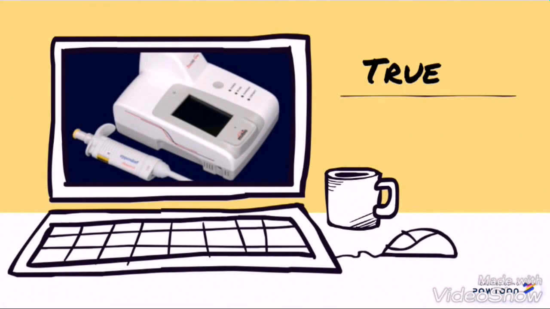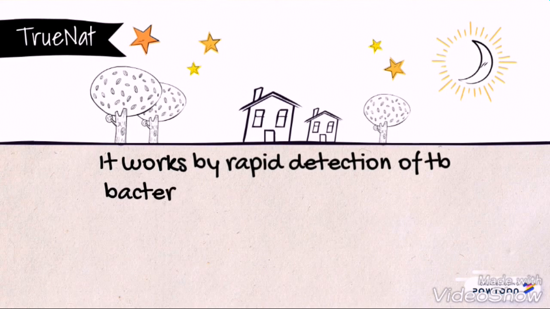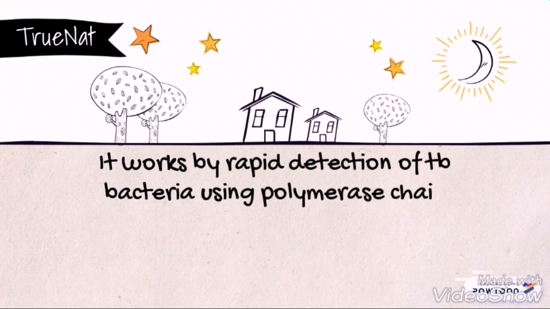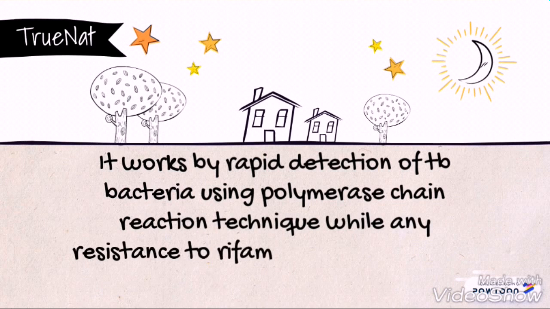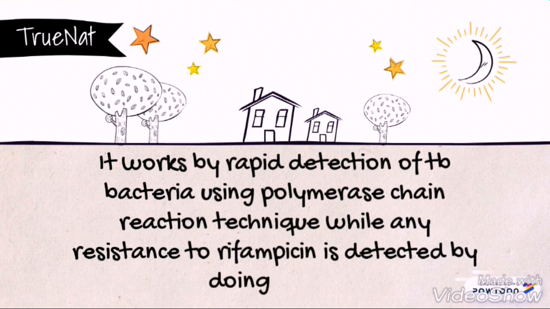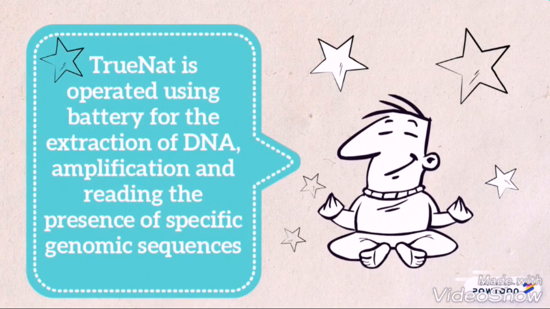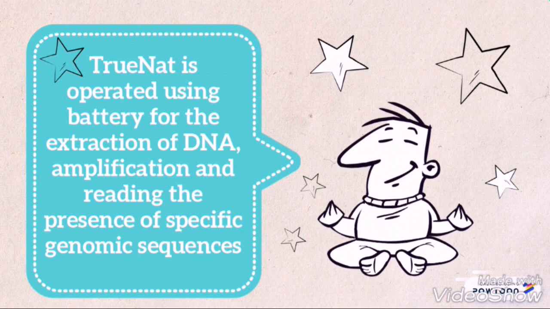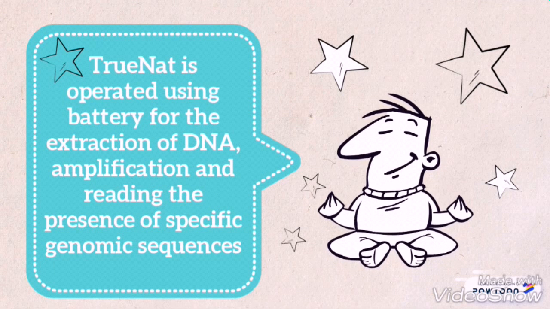Lastly is TrueNat TB test. TrueNat TB test works by rapid detection of TB bacteria using the polymerase chain reaction technique, while any resistance to rifampicin is detected by doing reverse transcriptase PCR. Unlike GeneXpert, TrueNat is operated using a battery for the extraction of DNA, amplification, and reading the presence of specific genomic sequence.